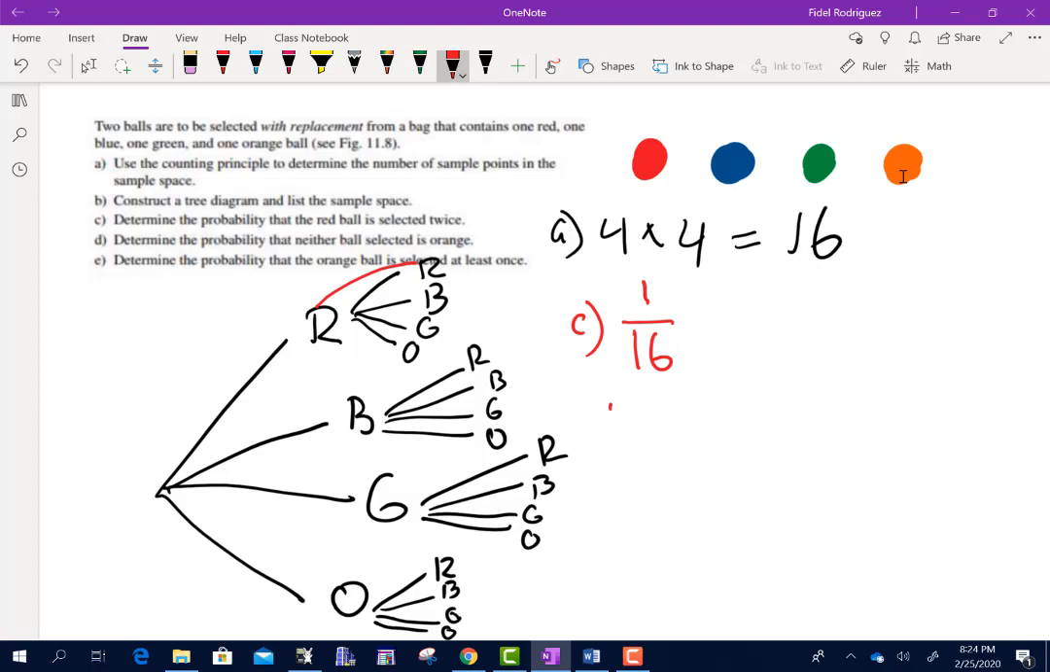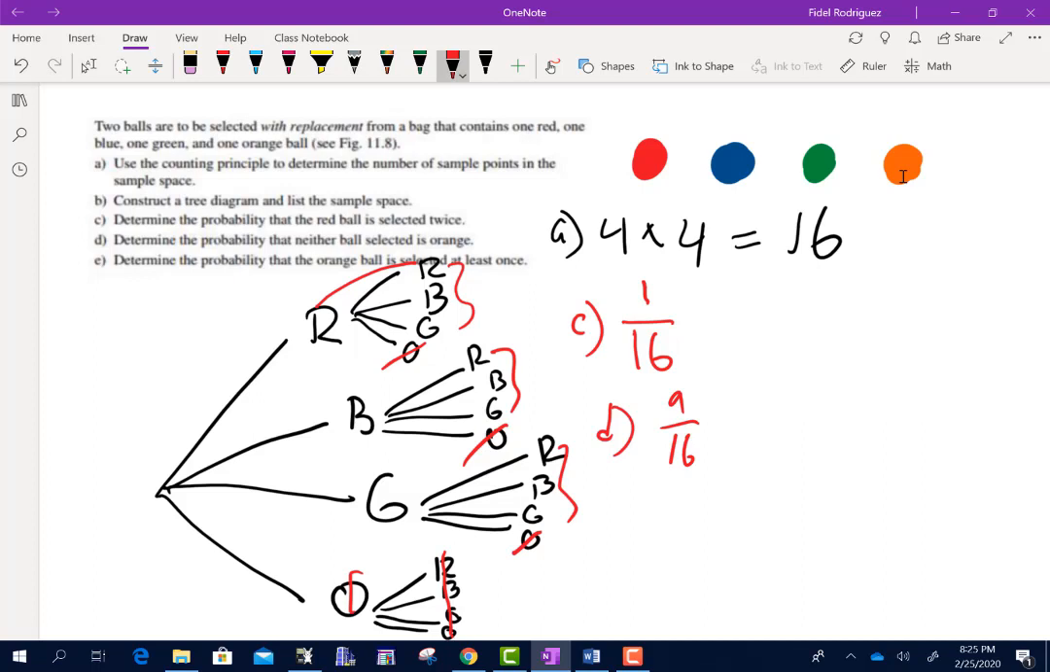Okay, part D now says, determine the probability that neither ball is orange. So I'm going to get rid of that one right there, that one right there, that one right there. Neither ball is orange, so I don't want a single orange ball. I'm going to get rid of that whole thing. So notice we have 3, 3, 3. That's 9 out of the 16.